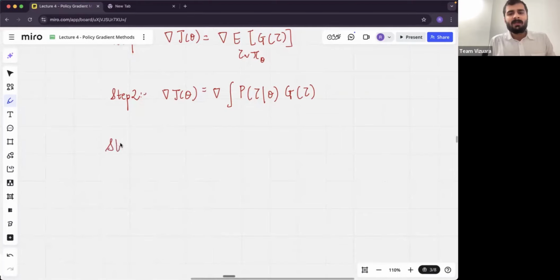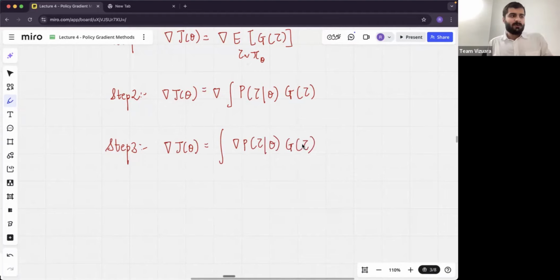Now, step number 3. All of us have learned in preliminary calculus that the gradient of a summation is equal to the summation of gradients. So we are just going to take this gradient inside the summation. It's going to be equal to the summation of grad of P of tau given theta times G of tau.